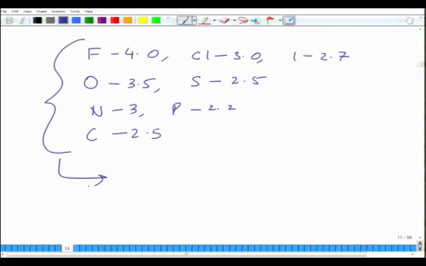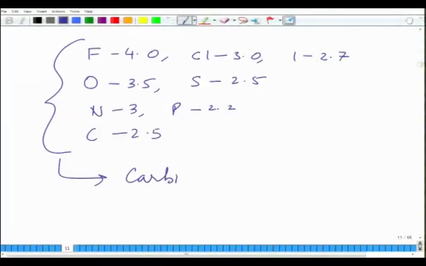make compounds. That is why you see in nature a lot of things appear as carbides, nitrides, oxides, sulfides, iodides, chlorides, because these elements are ready to react with other elements in order to take their electrons.